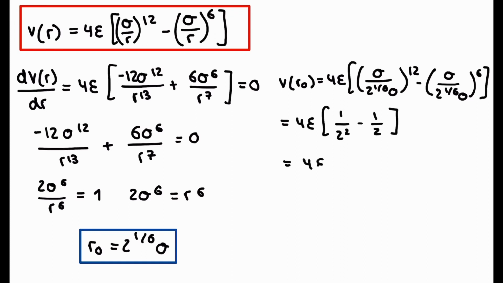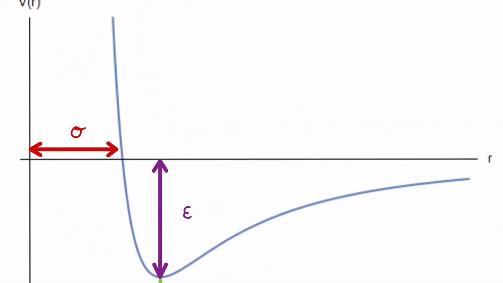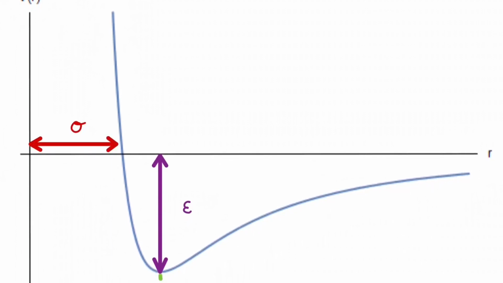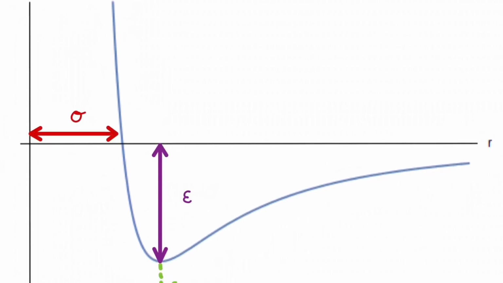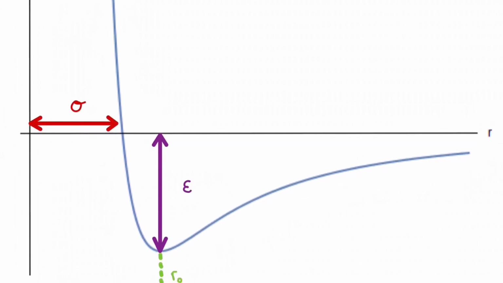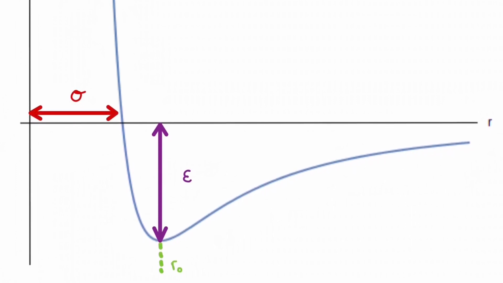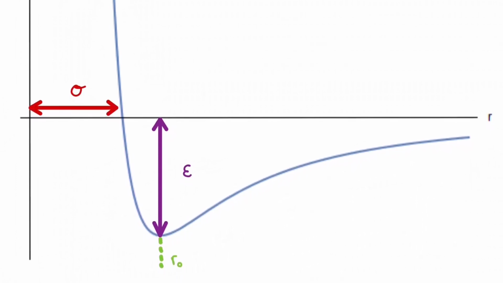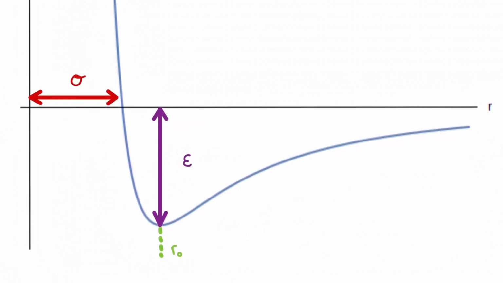And now that we know the equilibrium position, we can substitute this back into our original equation. This can then be simplified, giving us V of r0 equal to minus epsilon. And this is the depth of the well. Here we can see how the values we have just calculated are represented on the graph. There is also a third value on here which represents where the line crosses the horizontal axis. This is found by setting the equation equal to 0 and solving for r. We won't go through the steps for this, as it is just a case of simple rearrangement. This comes out with a solution that r is equal to sigma, as we can see on the graph.